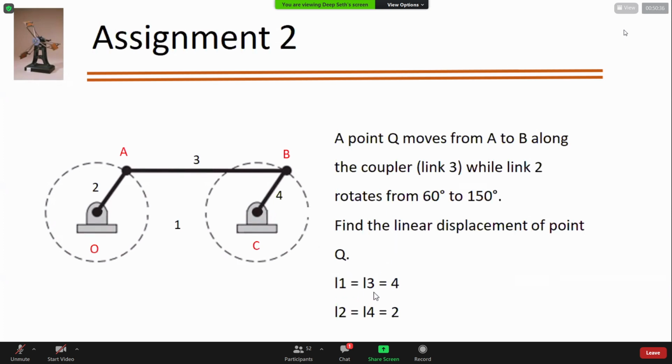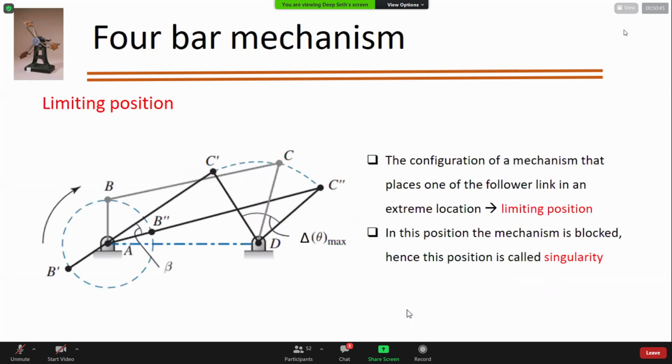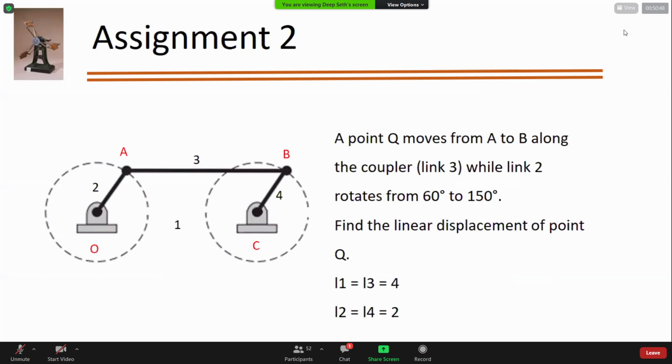Link 1 and link 3 you can consider equal, that's equal to 4. And link 2 and link 4 is equal to 2. So that you can try at home. What will be the linear displacement of point Q? So this is your assignment. It's very simple. You just have to use the vector form and you can find it very easily. I will keep the deadline for this assignment as 6 p.m. today.